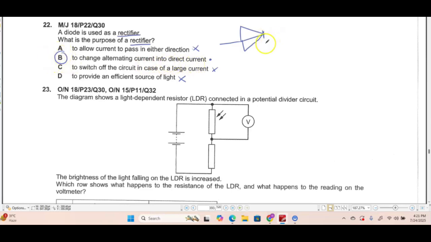And why? Because I've just told you that the purpose of the rectifier is to allow current to go in one direction. For AC current, the current is always changing direction continuously. Okay? And for DC current, it flows in one direction. Okay? So that's what the rectifier is doing as well. It allows current to pass in only one direction. Okay? So obviously if you have an alternating current, it is going to change into a DC current.